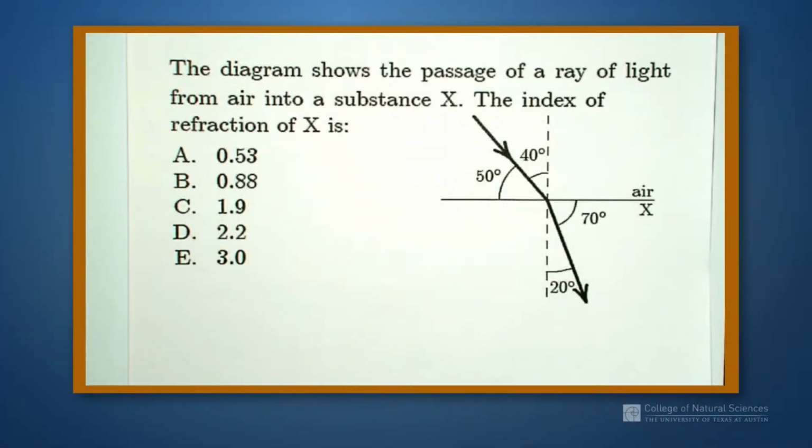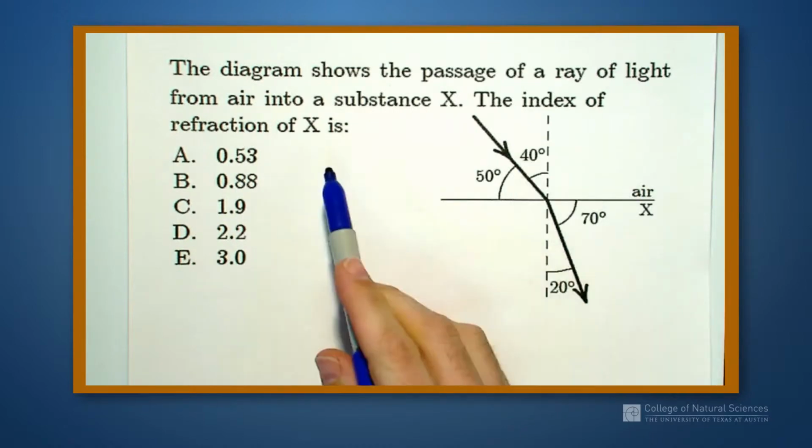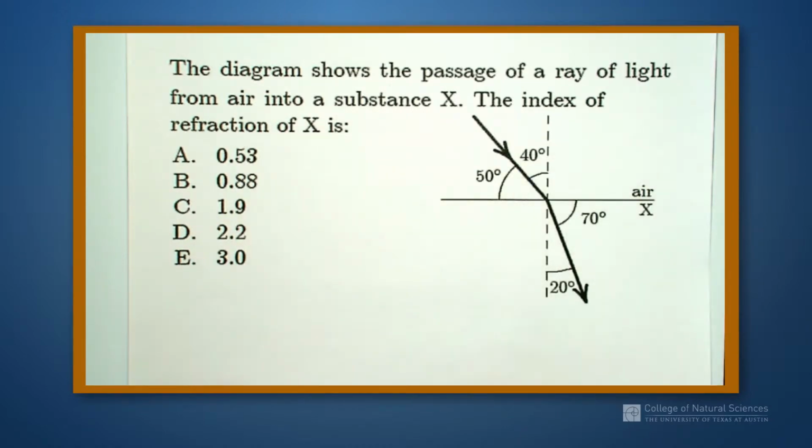Let's take a look at this problem. This problem deals with index of refraction and more specifically refracting of light. So we know that light bends when it goes from one index of refraction to another. The problem reads that we have a diagram that shows a passage of a ray of light from air into a substance X. The index of refraction of X is what?